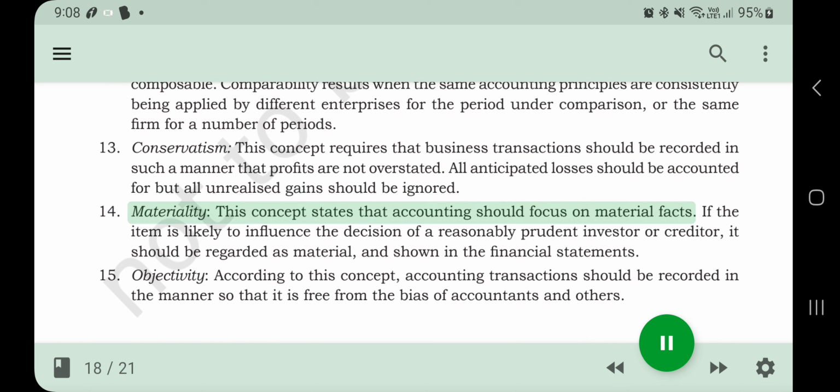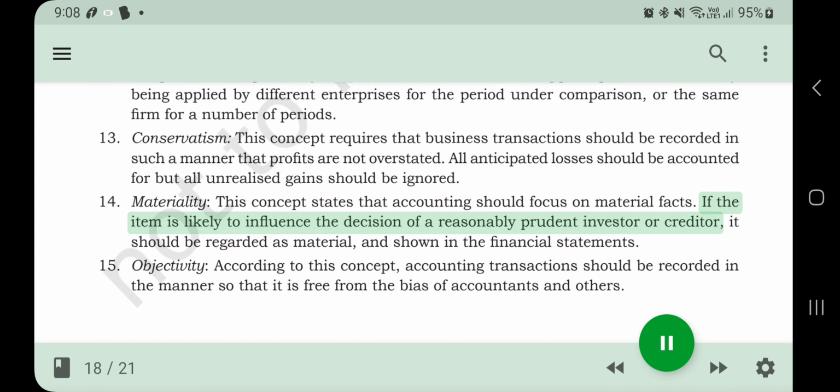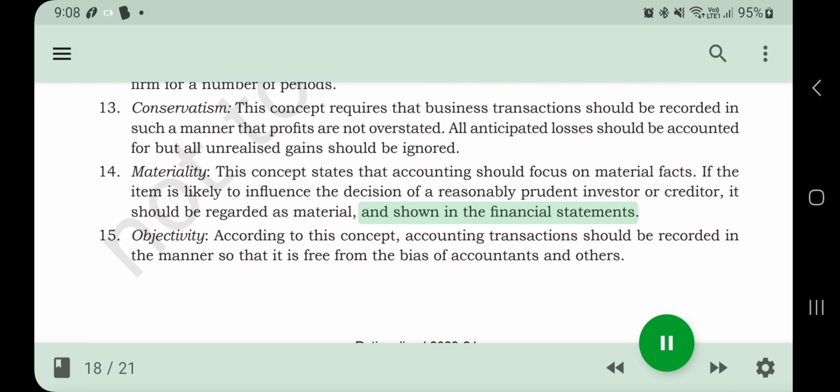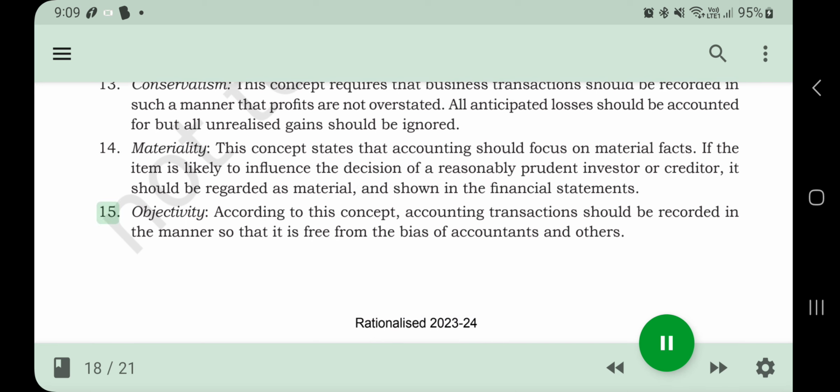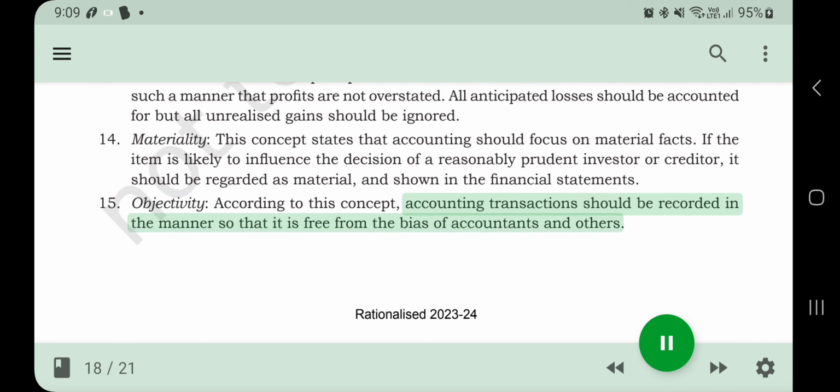14. Materiality. This concept states that accounting should focus on material facts. If the item is likely to influence the decision of a reasonably prudent investor or creditor, it should be regarded as material and shown in the financial statements. 15. Objectivity. According to this concept, accounting transactions should be recorded in the manner so that it is free from the bias of accountants and others.